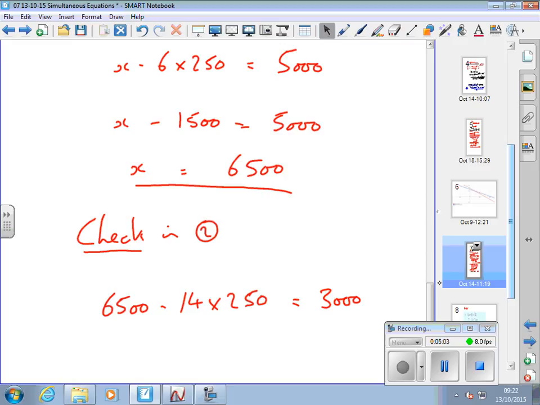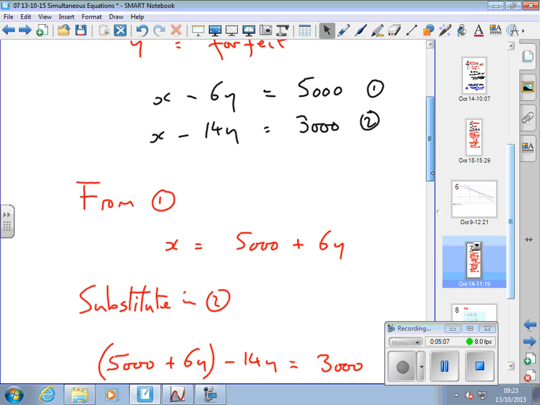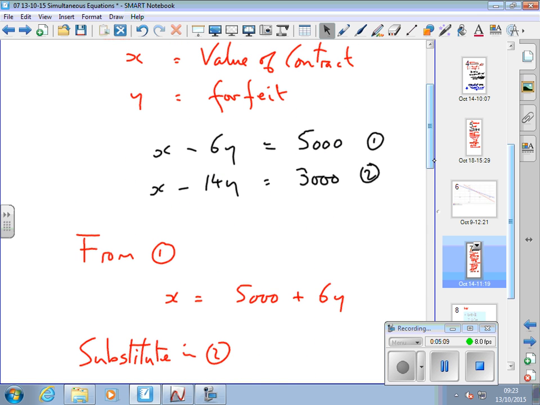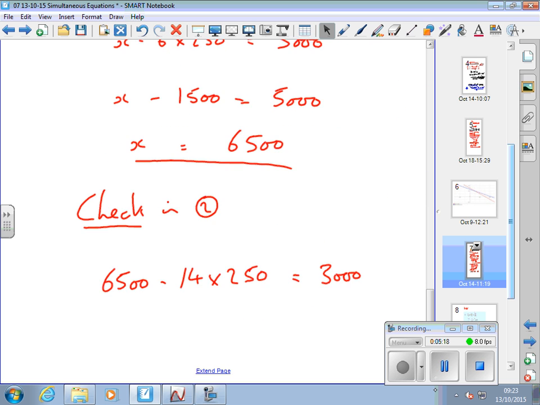I did say I'd go through the elimination method here, just quickly I'll do that now. If we look back at equations 1 and 2 here, let's just copy them down at the bottom here.